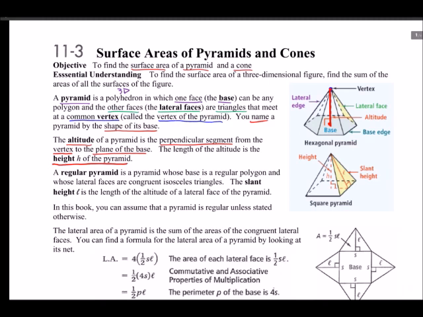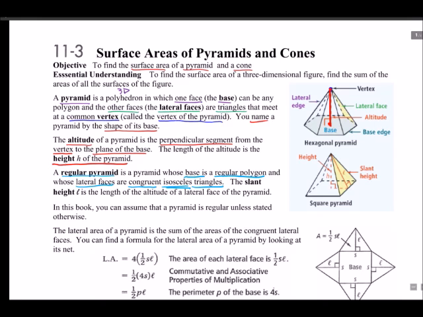Now, a regular pyramid, just like with prisms, the base is a regular polygon. That means it's equilateral and equiangular, and its lateral faces are congruent isosceles triangles. Now, I'm sure you can tell this makes everything much, much nicer. So we like that a lot.